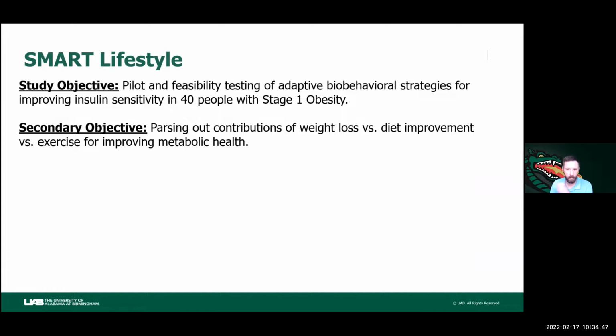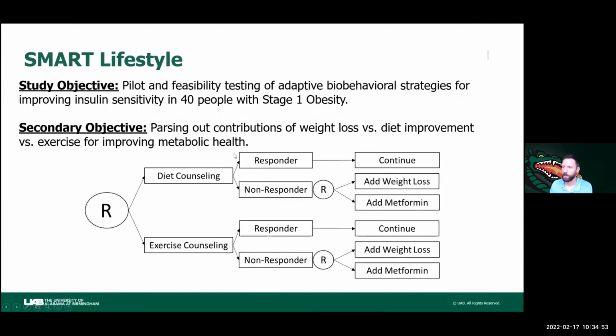So we're conducting this pilot SMART in just 40 people with stage 1 obesity, and the intervention target is improving insulin sensitivity. So this is what it looks like. We're starting out again with that individualized counseling with either a dietitian or an exercise specialist to follow just the Dietary Guidelines for Americans or the Physical Activity Guidelines for Americans, but again, without a specific focus on weight loss.